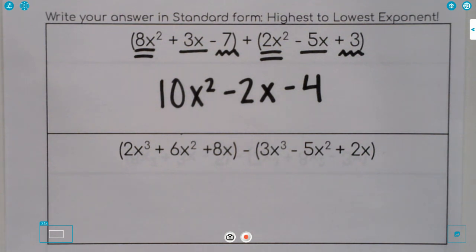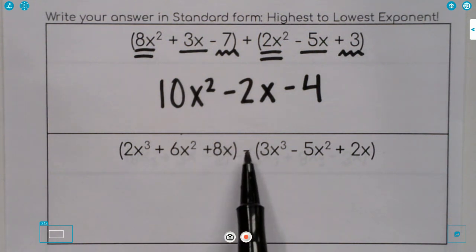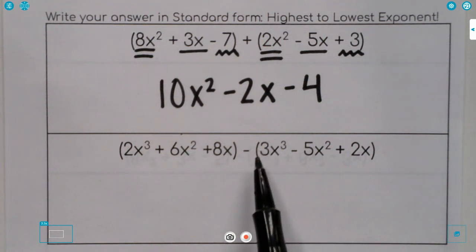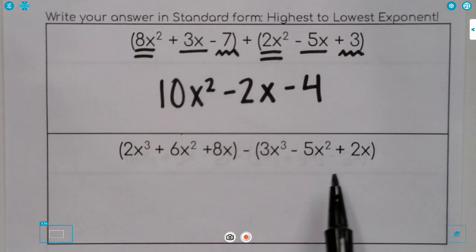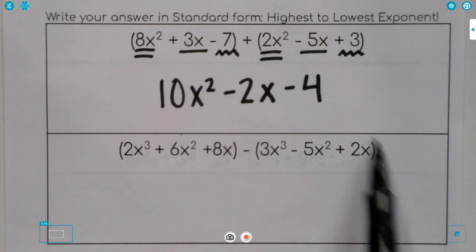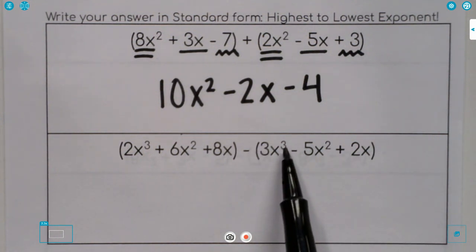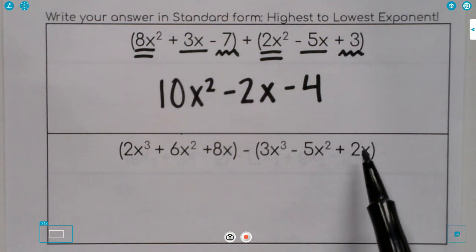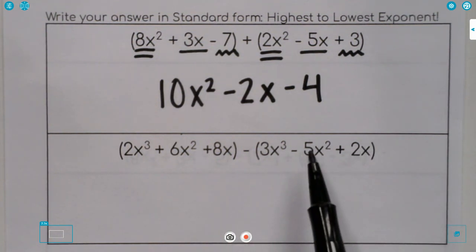In that case, we can move on to the next one, which is subtracting. So we are going to be subtracting here. So this is 2x cubed plus 6x squared plus 8x. Then we are subtracting everything in this second set of parentheses. So if you think about it, it's like if I were to walk up to you and take your backpack from you, your backpack is the parentheses. I'm taking your Chromebook and your Chromebook charger and your math notebook. I'm taking everything in your backpack.